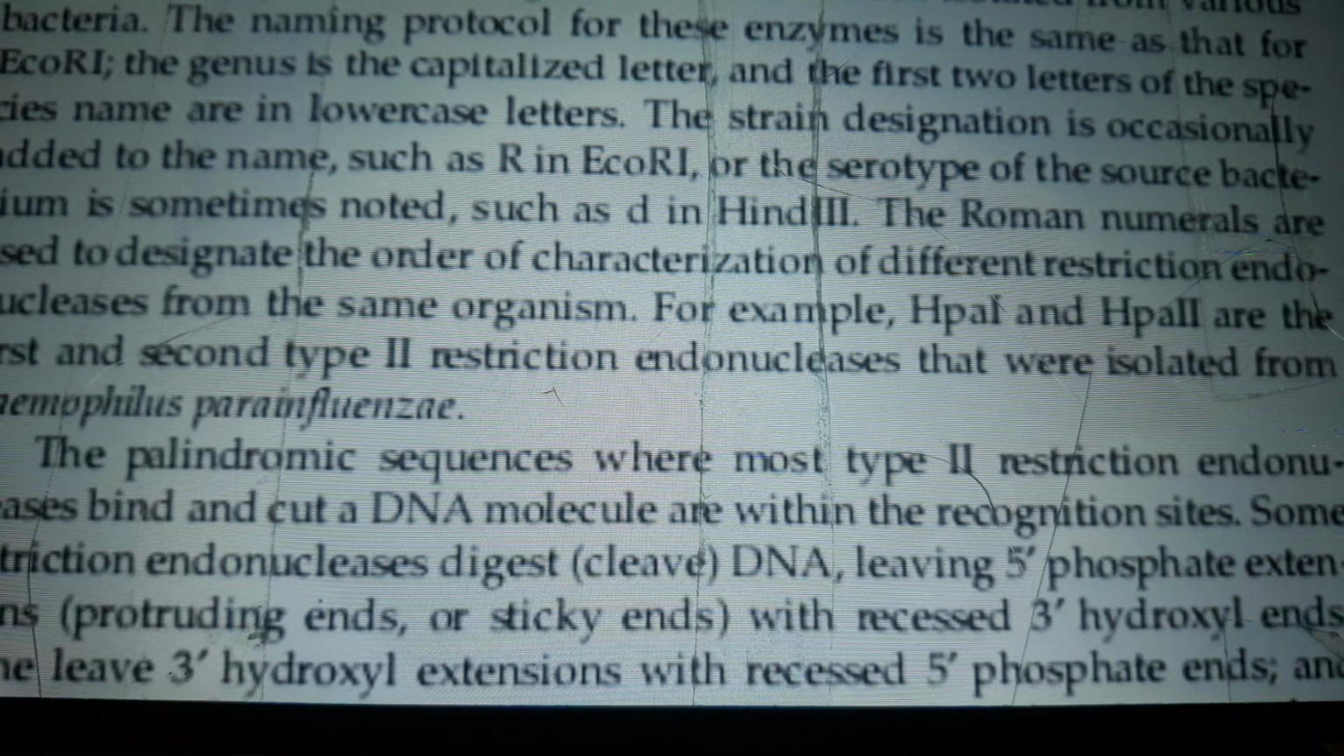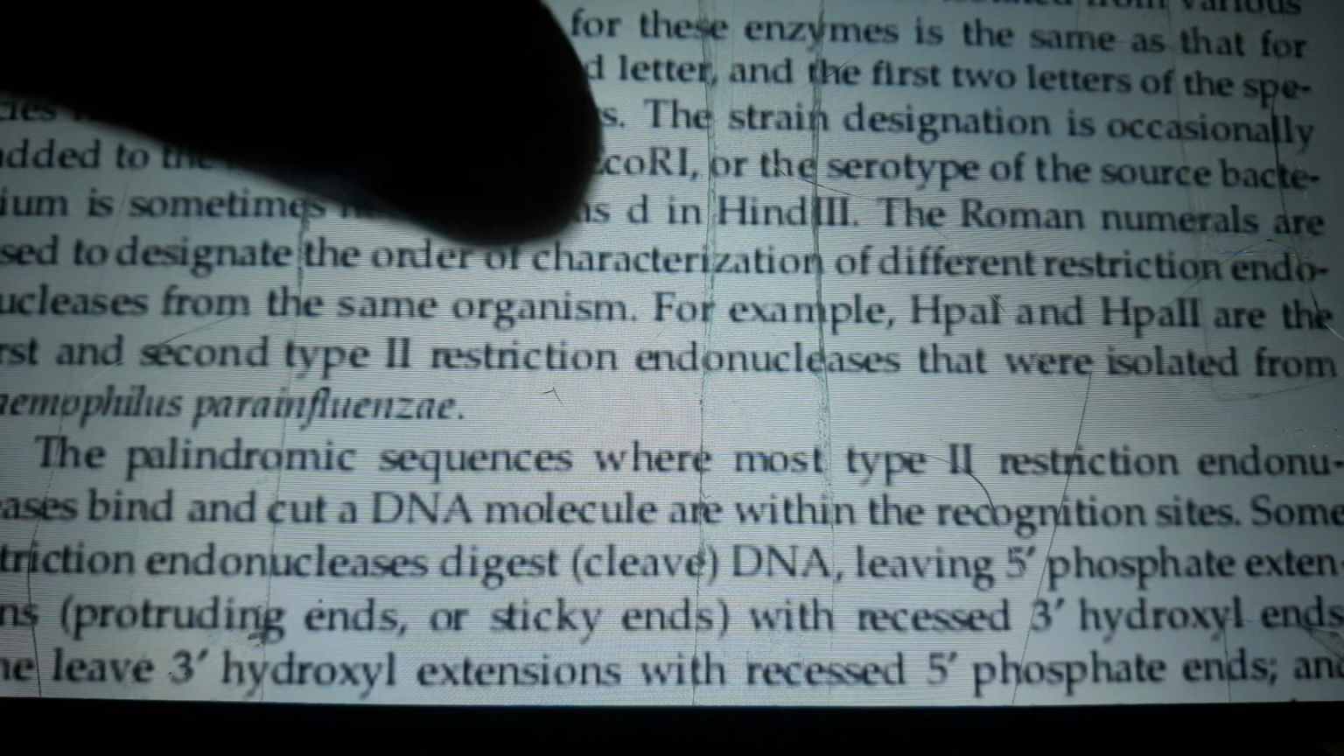Roman numerals are used to designate the order of characterization of different restriction endonucleases from the same organism. For example, HpaI and HpaII are the first and second type 2 restriction endonucleases that were isolated from Haemophilus influenzae.